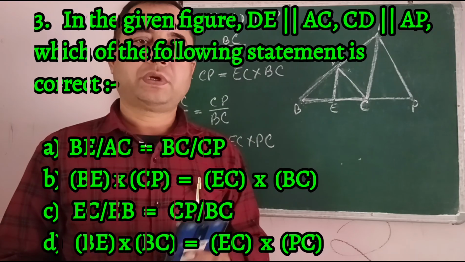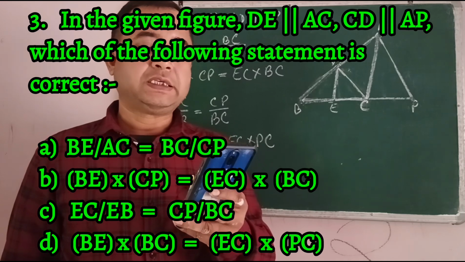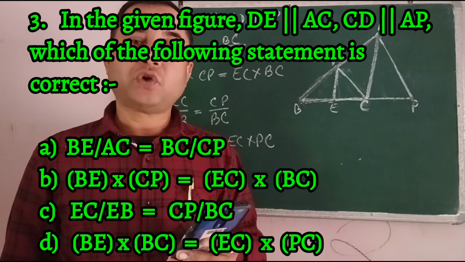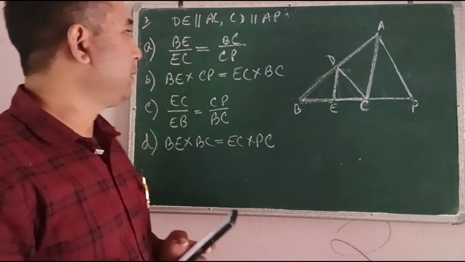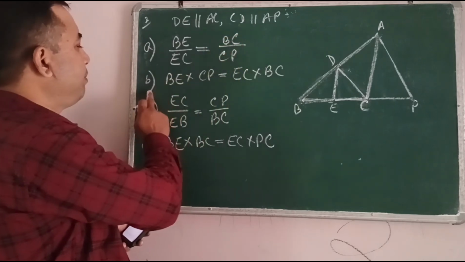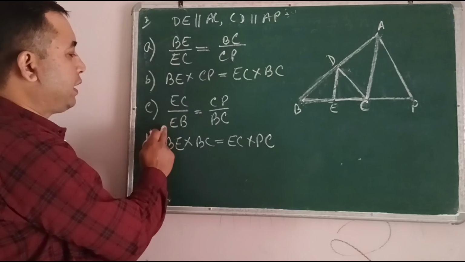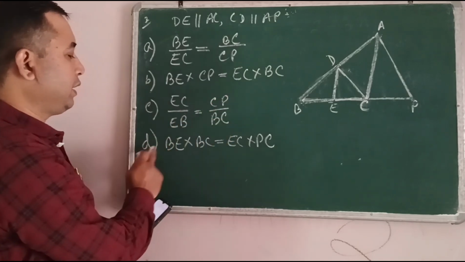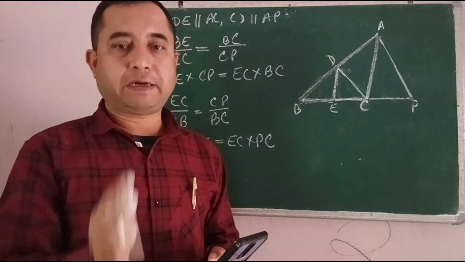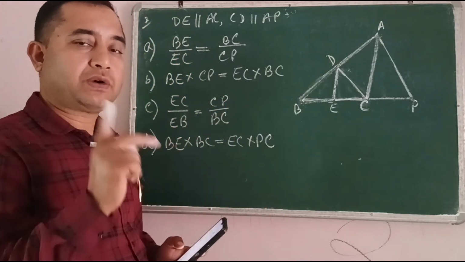So let us come to question number 3. In the given figure, DE is parallel to AC, and CD is parallel to AP. Which of the following statements is not correct? The options are: A, BE by EC is equal to BC by CP. B, BE into CP is equal to EC into BC. Option C, EC by EB is equal to CP by BC. Option D, BE into BC is equal to EC into PC. We have to find which one is not correct. It means that out of these four, 3 are correct but 1 is wrong, and we have to find the wrong statement.